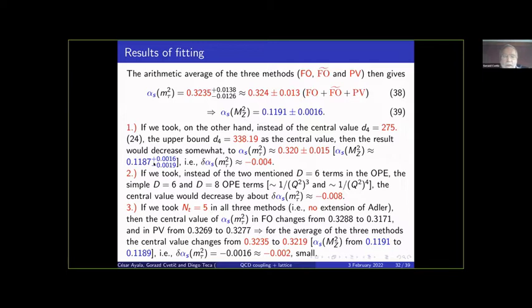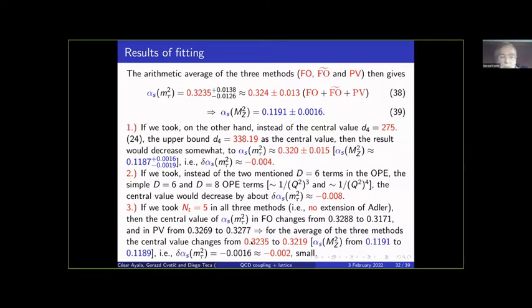Another thing is, if we took, instead of the two mentioned D equals 6 terms in the OPE, the usual D equals 6 and D equals 8 OPE terms in the simple form, which does not ensure a cancellation of renormalon ambiguities, alpha S at M tau squared would go down by 0.008, which would then bring us alpha S to roughly 0.1183. But as argued, that's not the case here, because what we need theoretically is cancellation of renormalon ambiguities in our OPE.